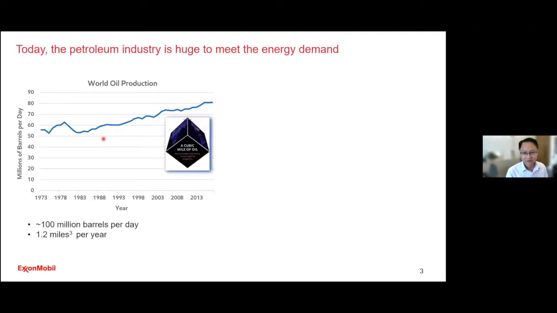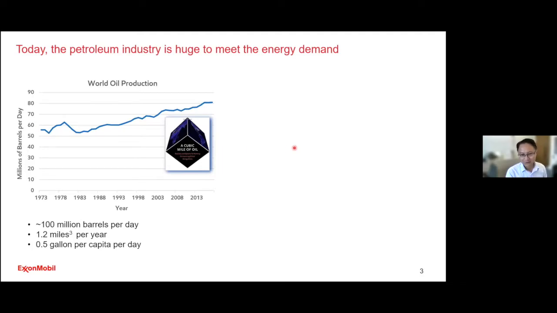A couple of months ago, Ripo gave a great talk, and he came up with this unit called a cubic mile of oil. Today our consumption is about 1.2 cubic miles per year. If you're still not familiar with how big a cubic mile is, it's roughly if everybody drank water or milk, about half a gallon per capita per day. So that's a huge amount.